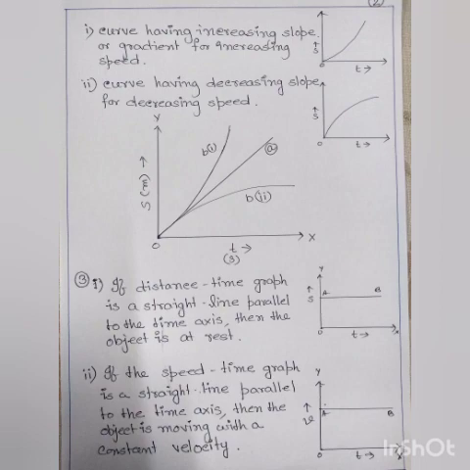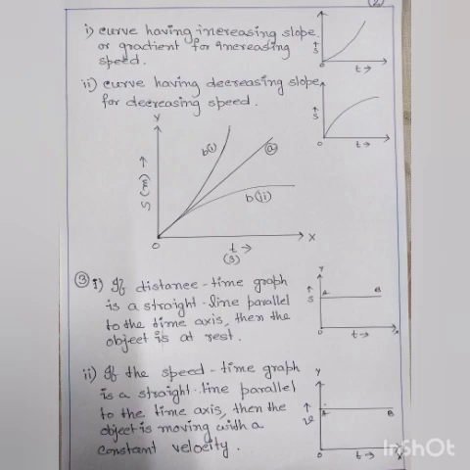Now the last question, number 3. What can you say about the motion of an object whose, option 1, distance time graph is a straight line parallel to the time axis, and option 2, speed time graph is a straight line parallel to the time axis? See, if the distance time graph is a straight line parallel to the time axis, then we can conclude the object is at rest. And if the speed time graph is a straight line parallel to the time axis, then the object is moving with a constant velocity.